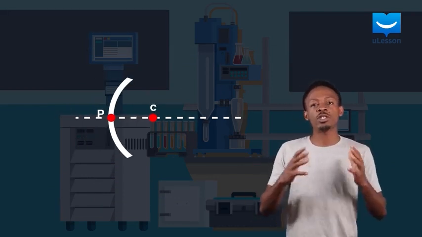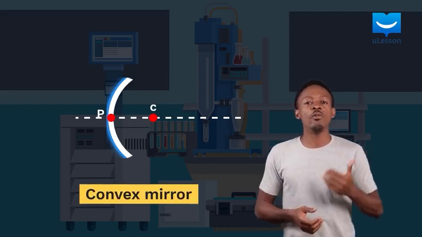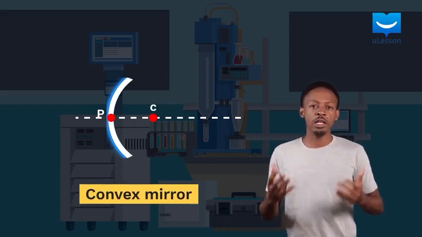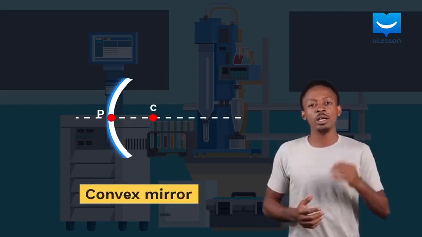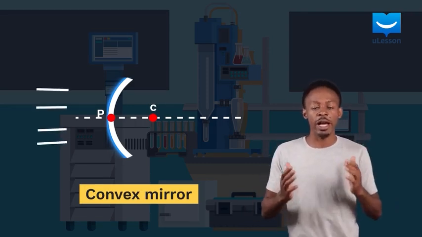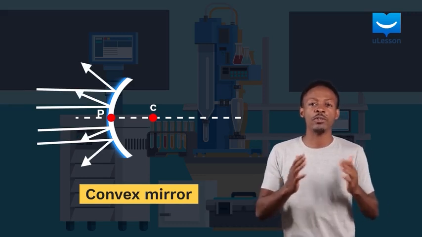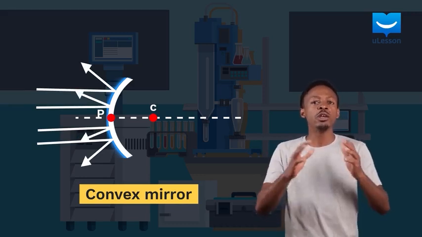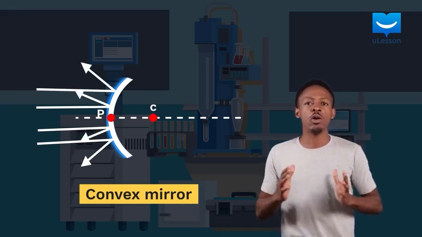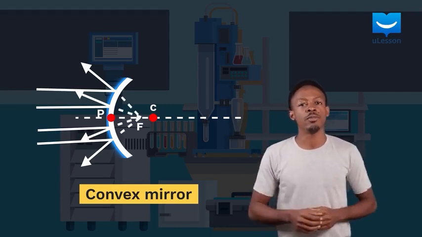When the reflecting surface is on the outside, it is known as a convex mirror. Another name for a convex mirror is a diverging mirror. This is because parallel rays of light incident on its surface are seen to spread apart after reflection. The rays diverge as though they were all produced from a point F behind this mirror.